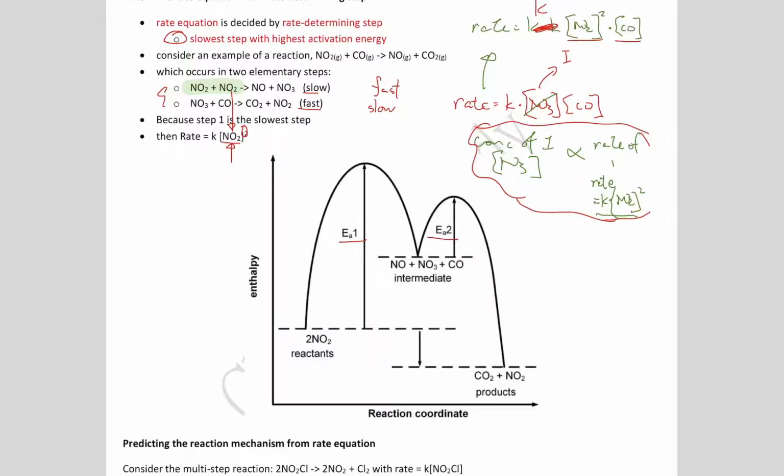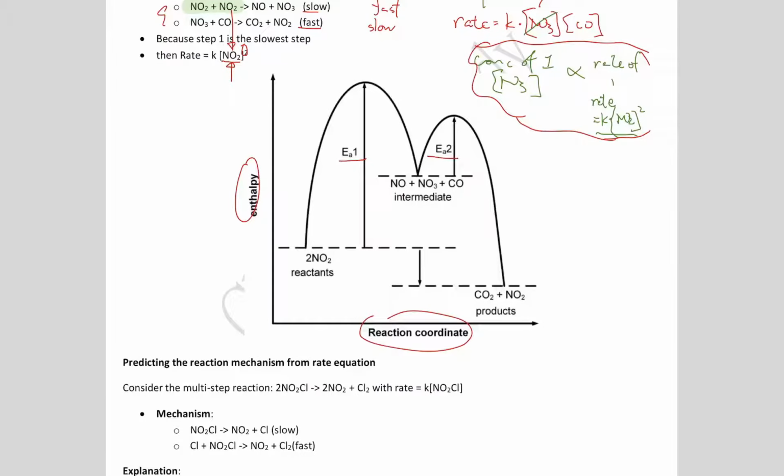That's why you just have to draw a higher activation energy to represent that the step is slower in this case. And then when you draw an energy profile, you have to write down the x and also y-axis. And the x-axis is the reaction coordinate. Another wording that you can use is reaction progress. Obviously both wordings are fine.